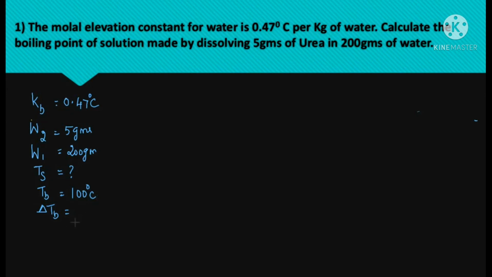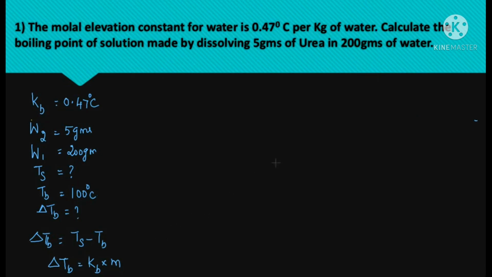How to calculate delta Tb? See, only if you know delta Tb, it is possible to calculate Ts, because the formula goes like this, right? Delta Tb is equal to Ts minus Tb, the pure solvent. So we can calculate delta Tb by using the formula delta Tb is equal to Kb into m, because Kb is given, but we do not know what is m, is it not?